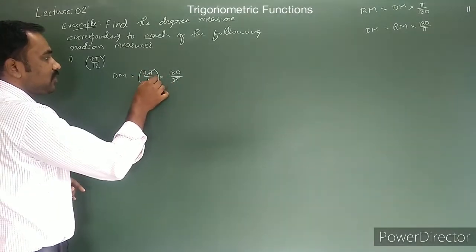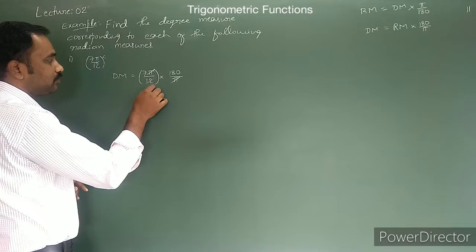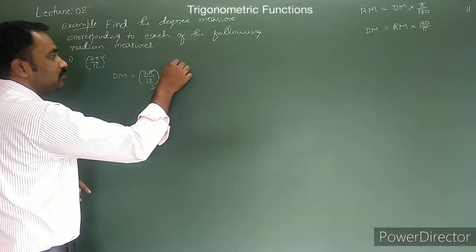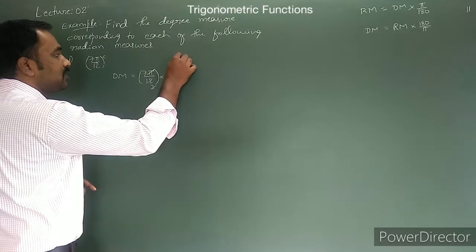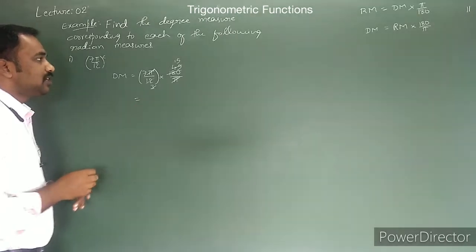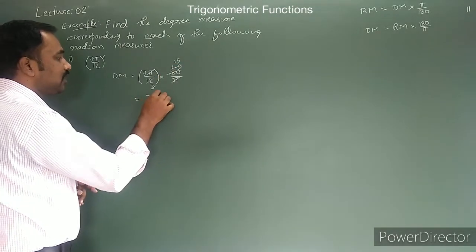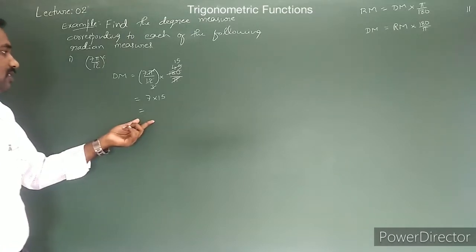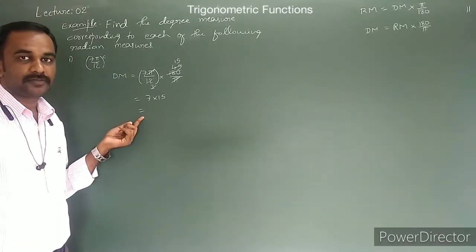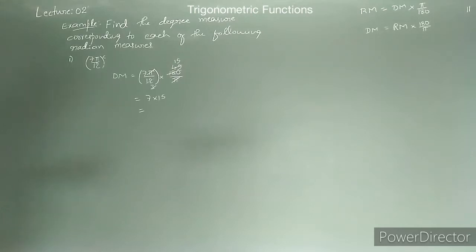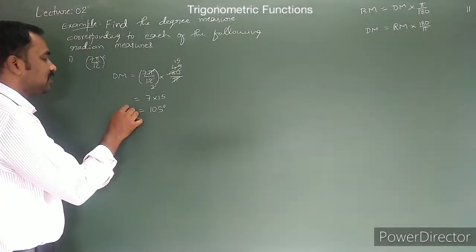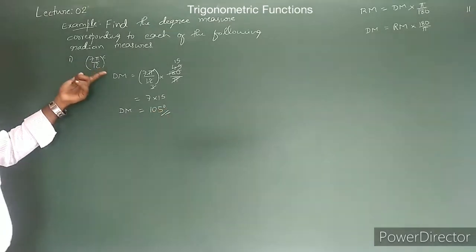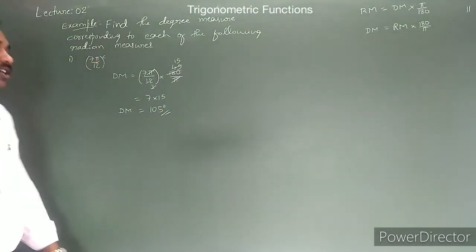Pi gets cancelled. So here what can we write? 4 3s are 12, 4 40 pi, and again 3 1s are 3, 15s are 7 into 15. What is 15 into 7? That is our required value. 7 into 15 is 105 degrees. This is the required degree measure of the given radian measure 7 pi by 12.